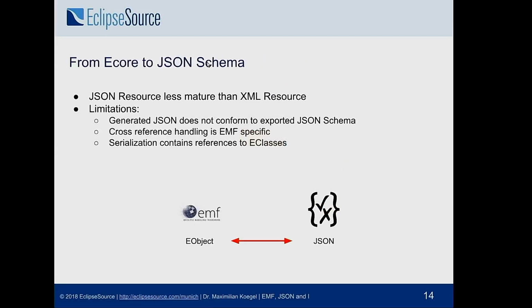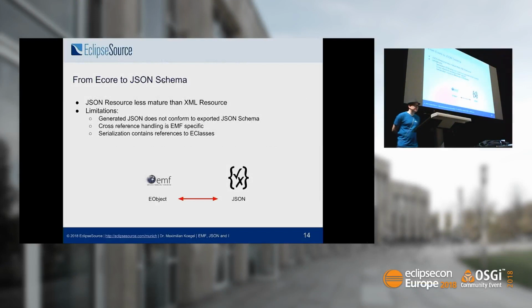So when we look at those advantages or at the facts of that, definitely this JSON resource is a lot less mature than the XML resource, hasn't been used that much and hasn't been around that long. And there are a couple of limitations. The first one I've already mentioned in detail: the generated JSON does not conform to the exported JSON schema.